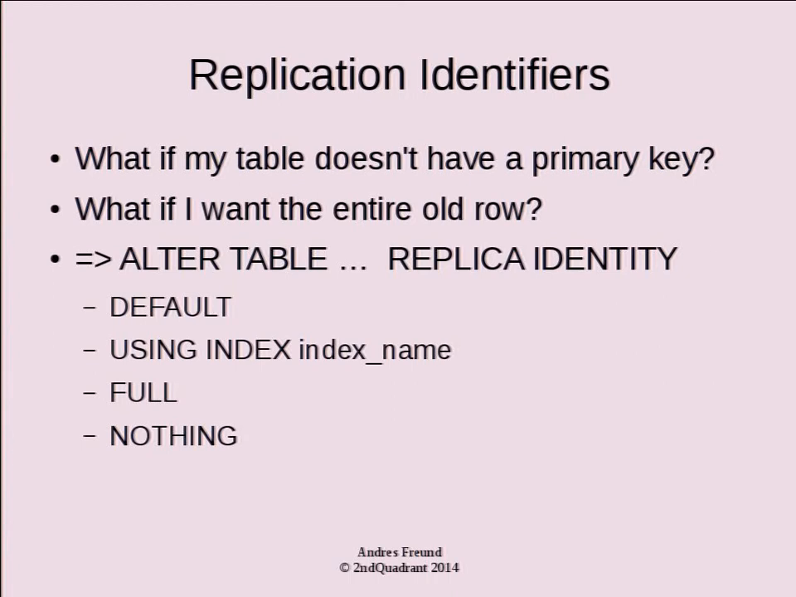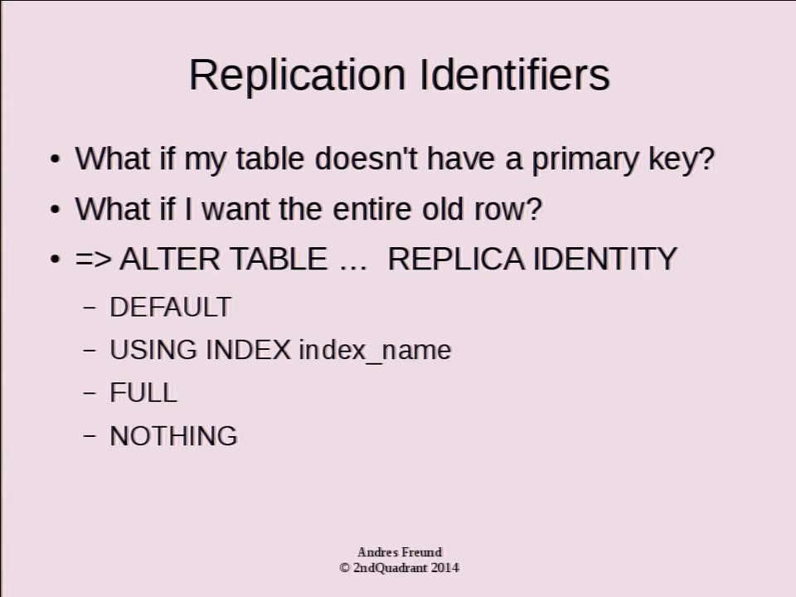Then what you can also do is say, I explicitly want to use another index as the identity. Often enough, you have several indexes on your table, like one ID column and also the username. And the username is also not null, and it's also unique. So you can say, my external solution doesn't care about the internal ID. I want the username. Then just say the username underscore idx, and it will use that from there on.